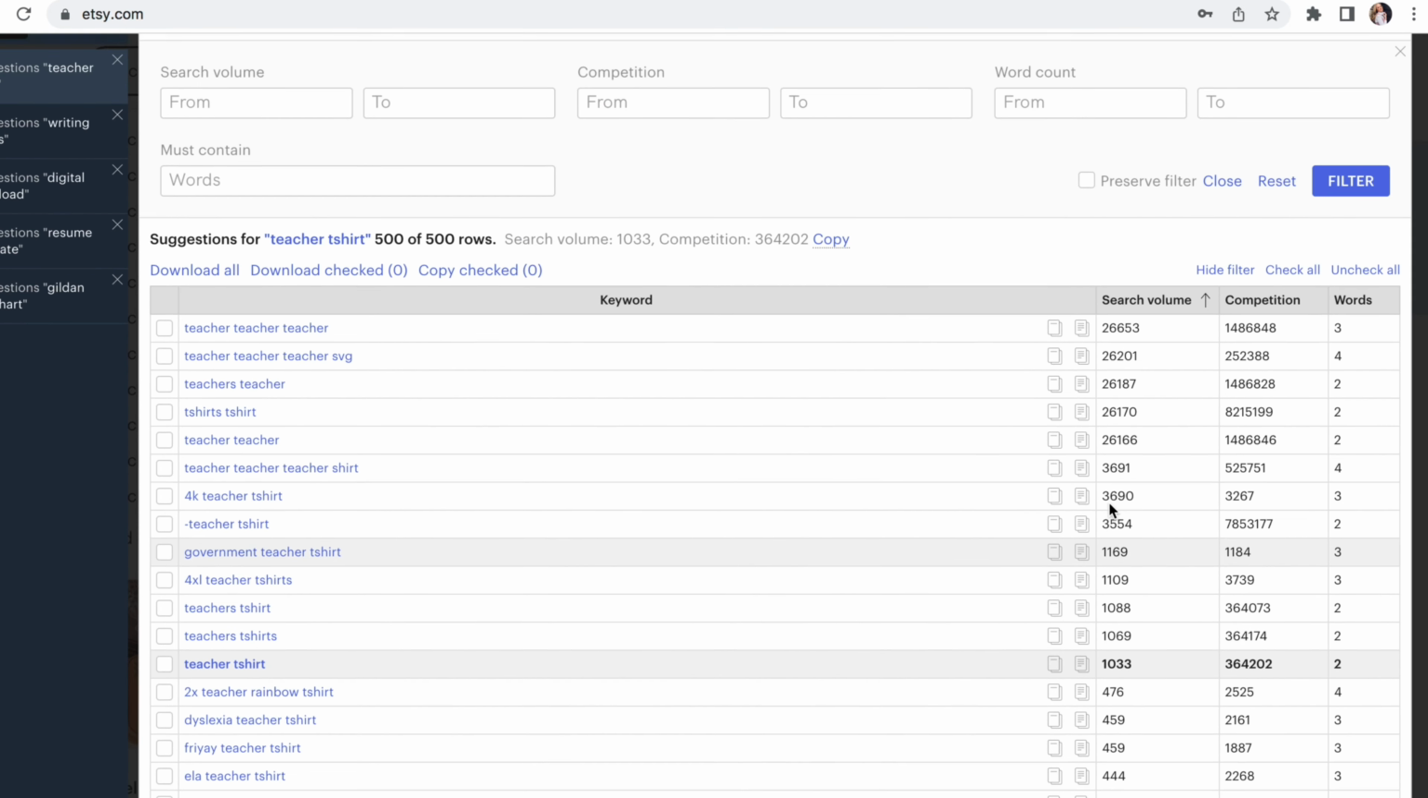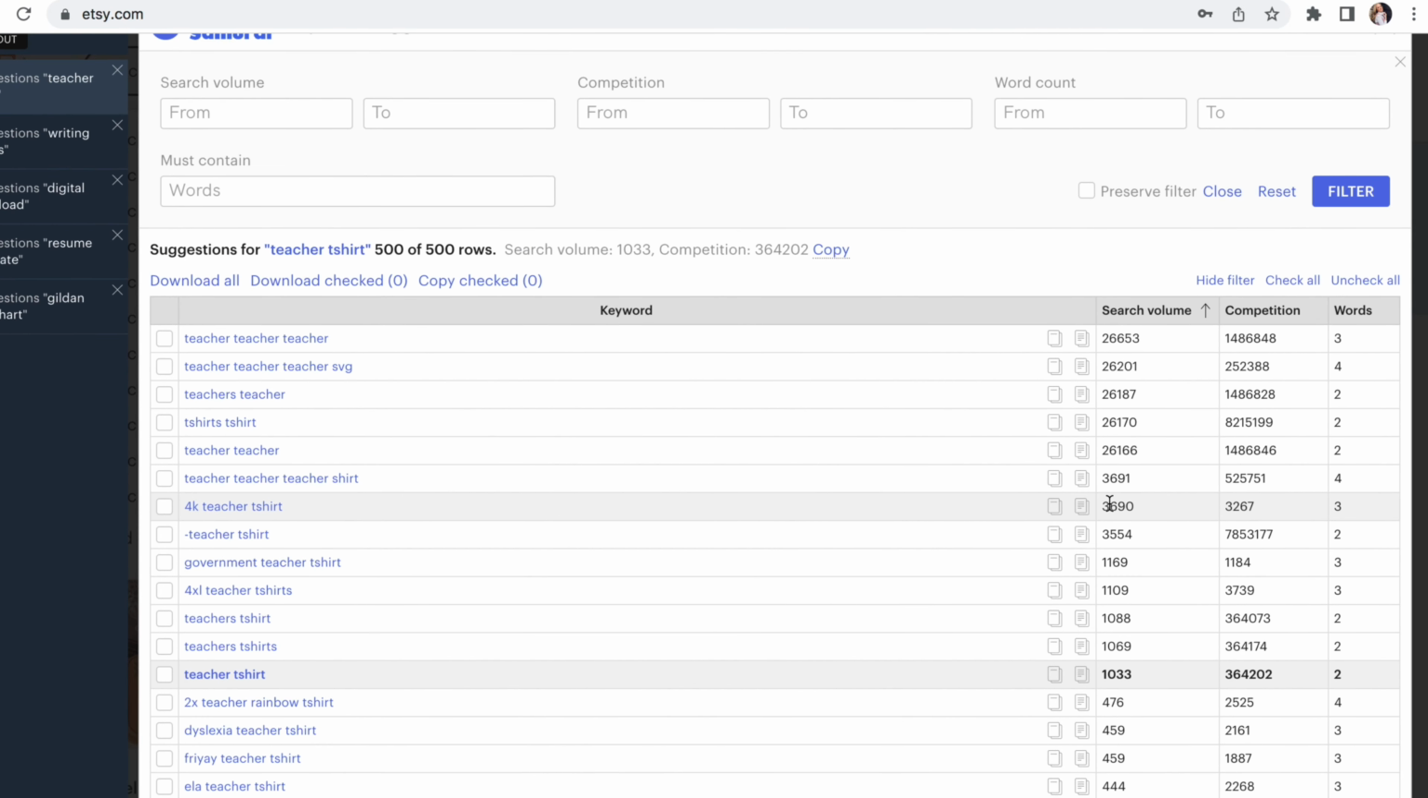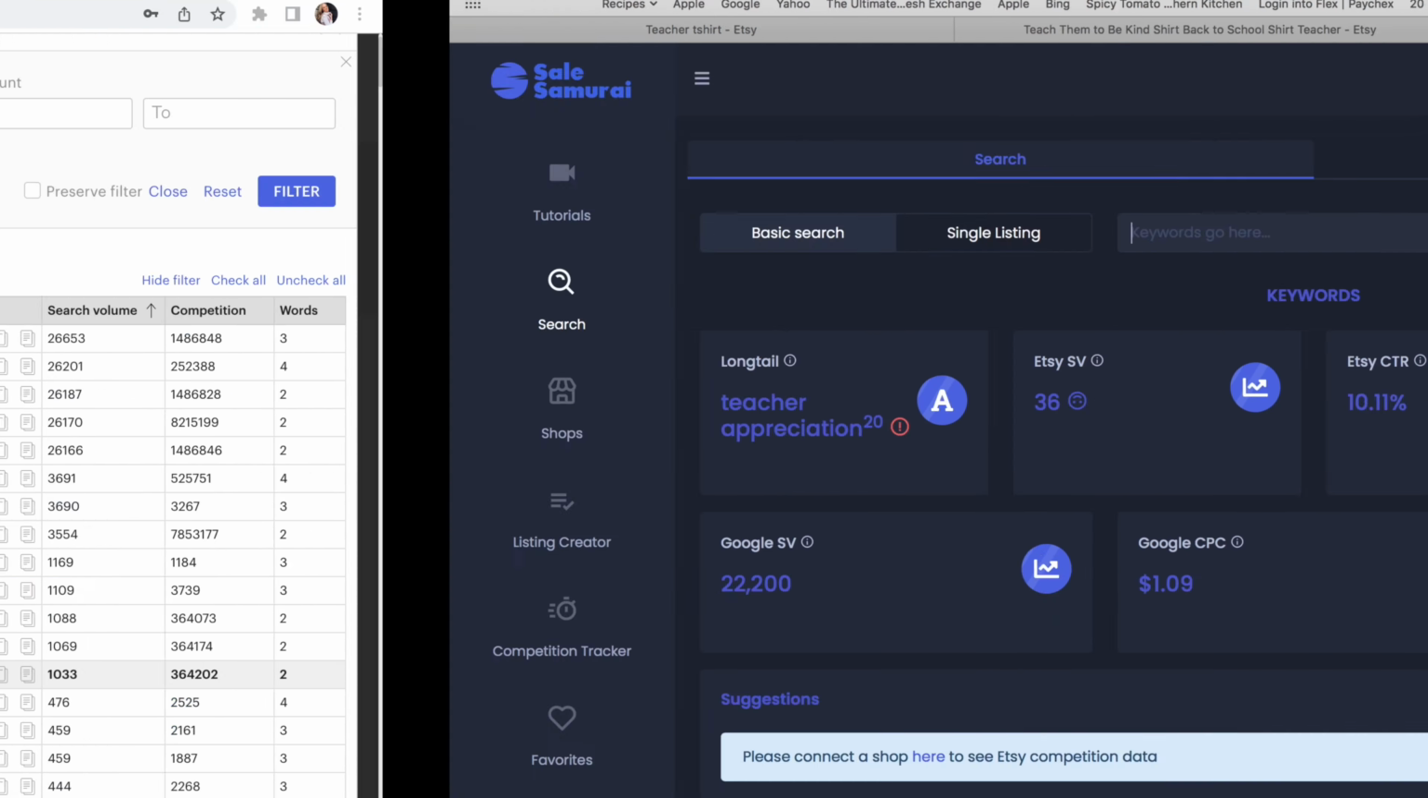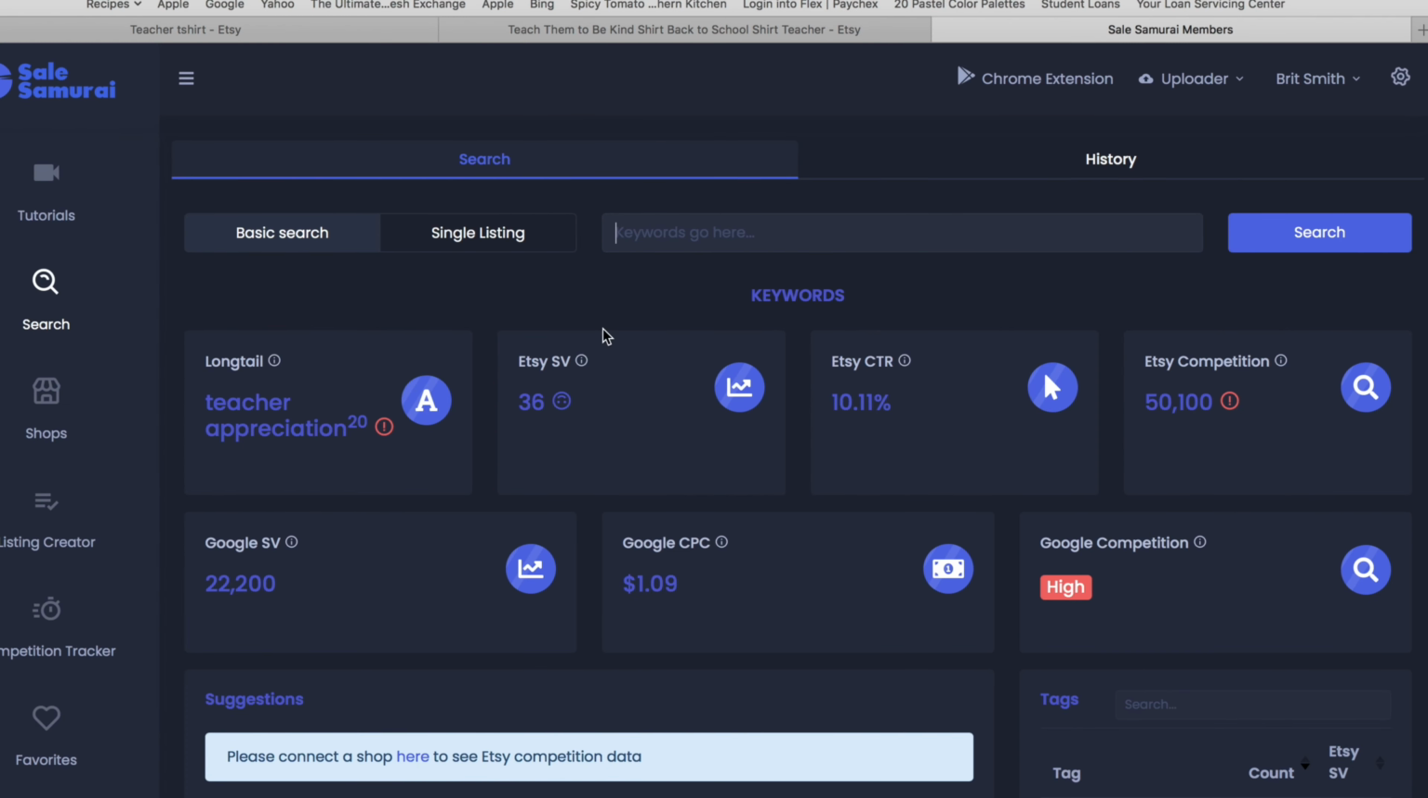Okay, so then once you've picked a keyword to niche down into, you could honestly pick all of these specific niches and put them in their own sections since they're all under the teacher t-shirt niche. But say that we are going to stay along the lines of, let's say the government teacher t-shirt, because I've actually never seen that one before. We're going to go back onto their website and we are just going to search it.